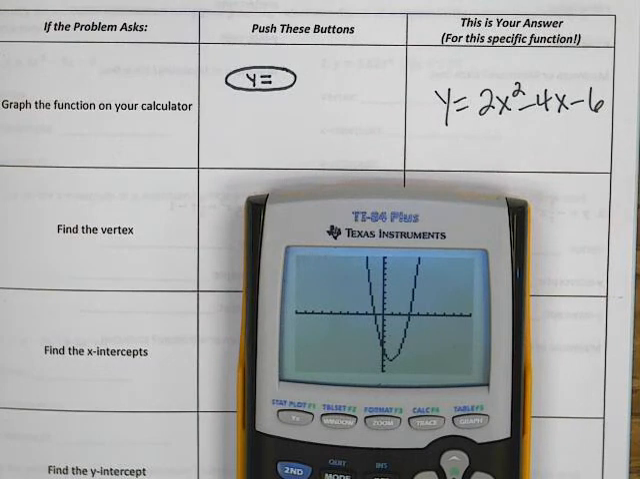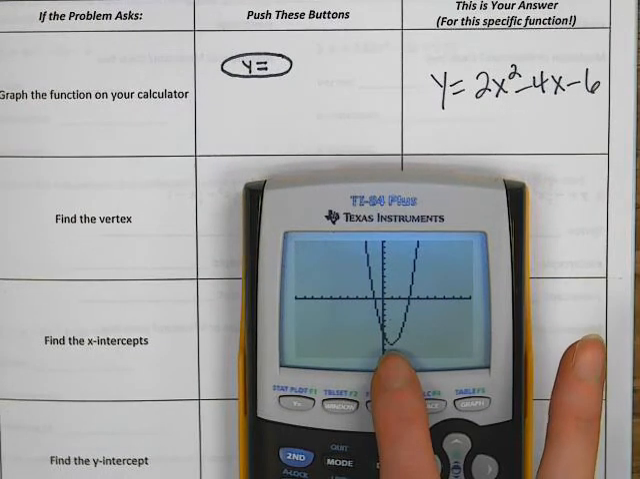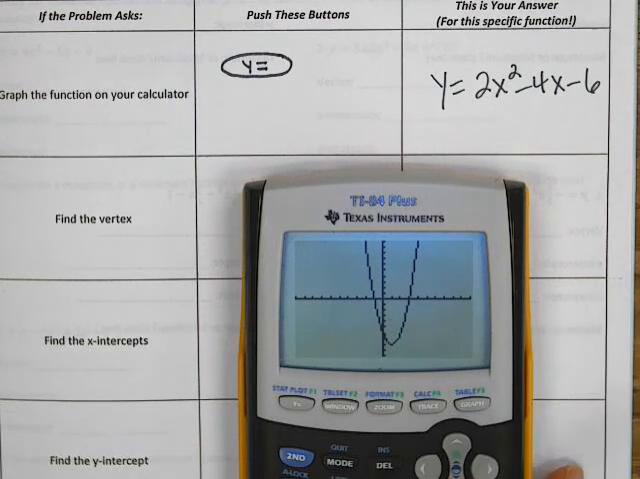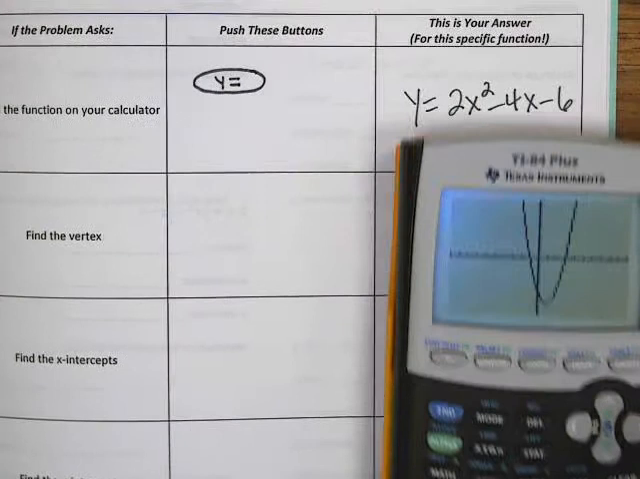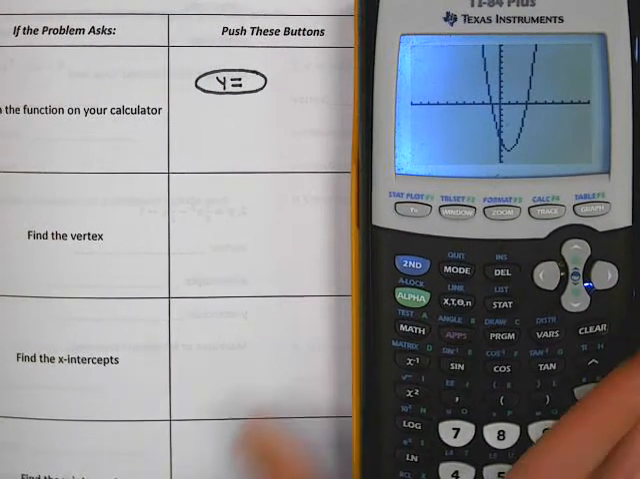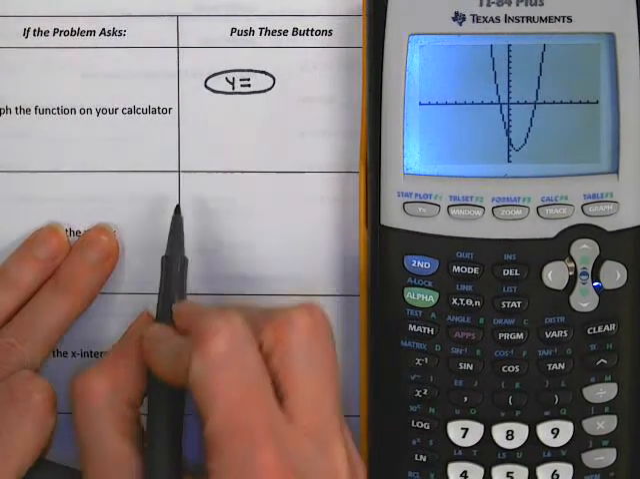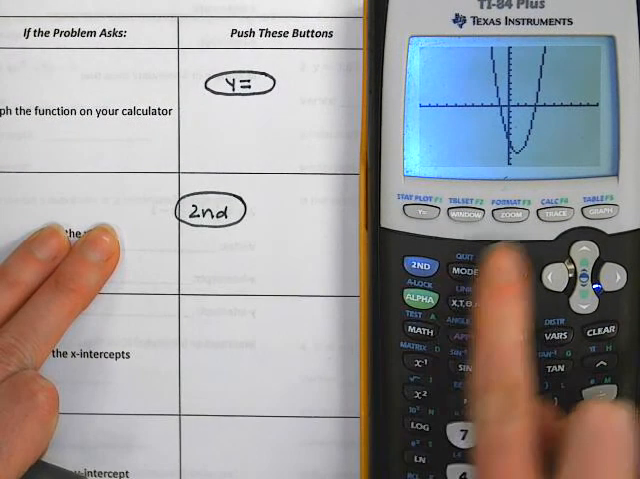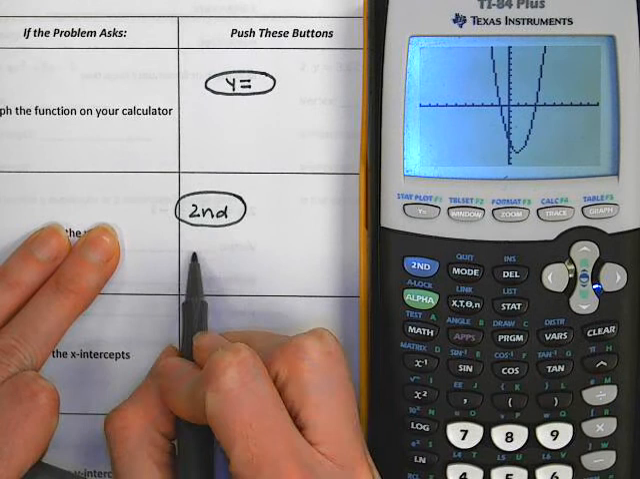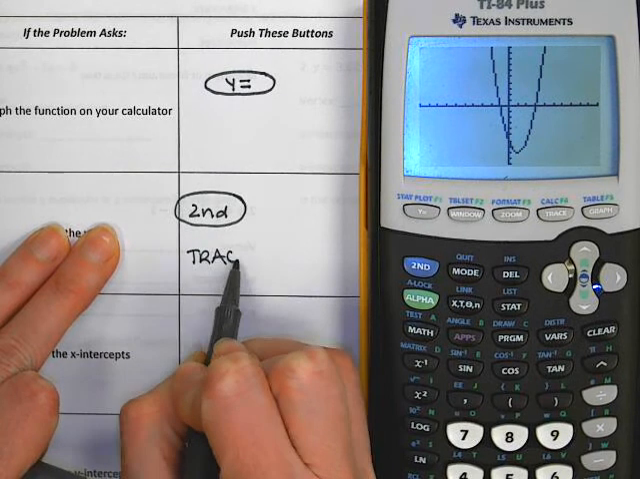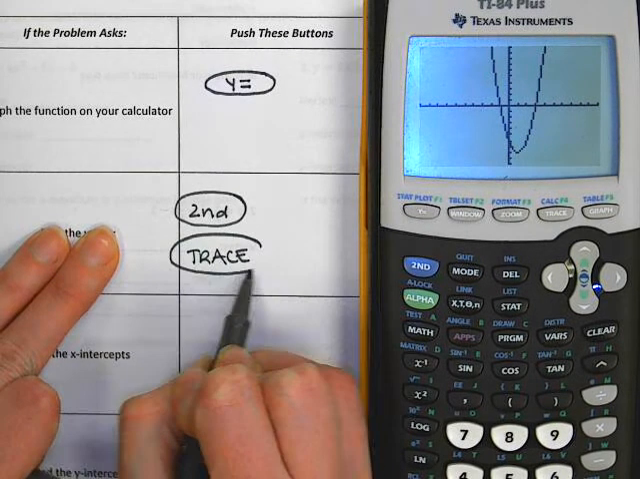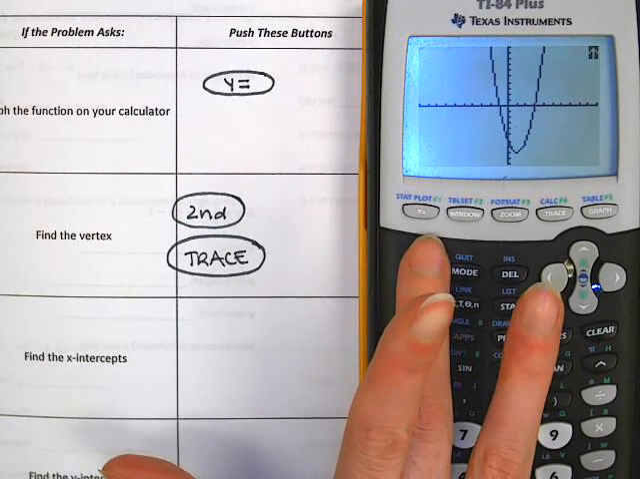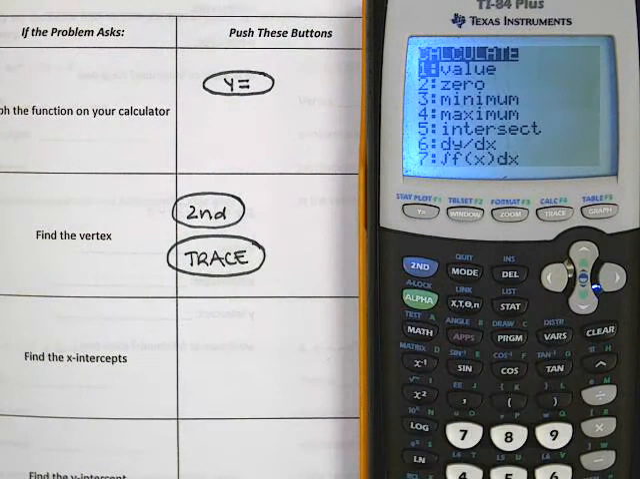So I bet you guys can eyeball it right there, but how do we actually find its ordered pair? So here's what you're going to click on. You're going to hit the blue button that says second, and then the trace button. All right, so everyone do that. Blue, trace.